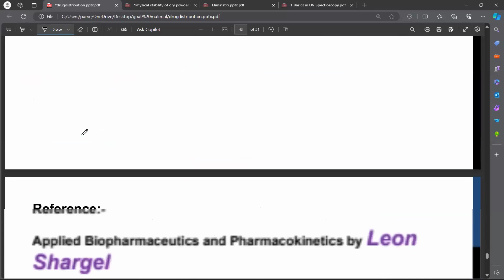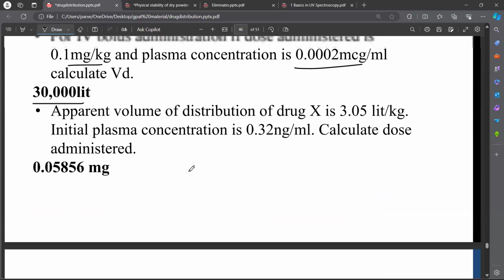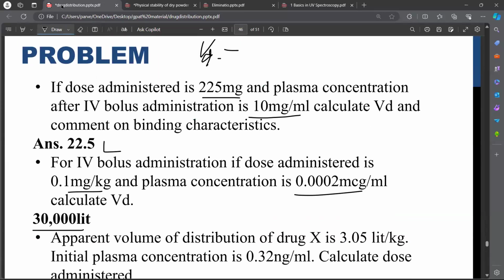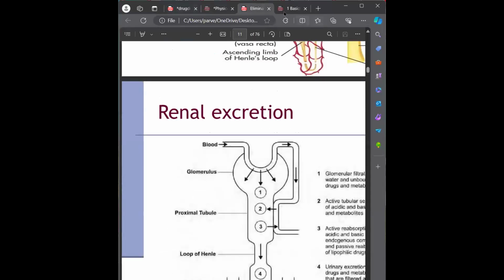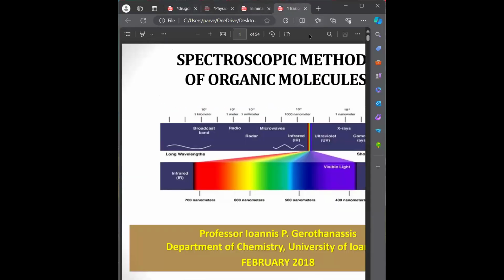So this is all about distribution. Do you guys have any doubts up to now in distribution? Does anyone have any doubts in the distribution, so that we can move our discussion to the next concept of excretion? I think no one has any doubts. So let us start our discussion on excretion.